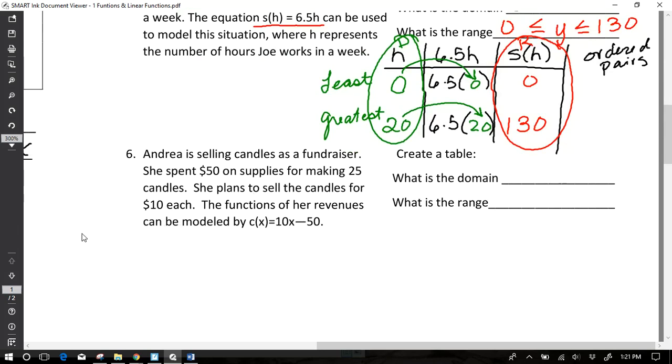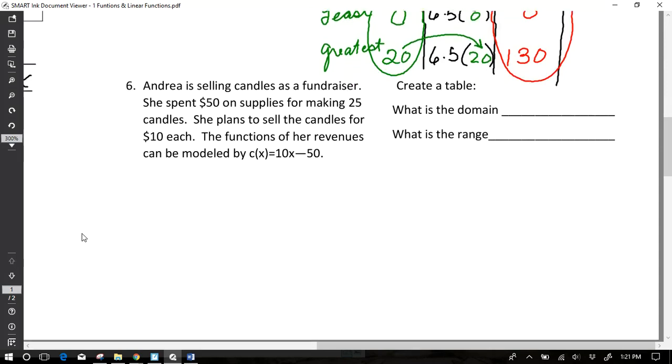Let's do number 6 together. I'm going to set up our table and get us started, and then I'm going to ask you to fill it in. All right? Andrea is selling candles as a fundraiser. She spent $50 on supplies for making 25 candles. She plans to sell the candles for $10 each. The function of her revenues, money that you earn, can be modeled by C of x equals 10x minus 50. So let's set up our table.